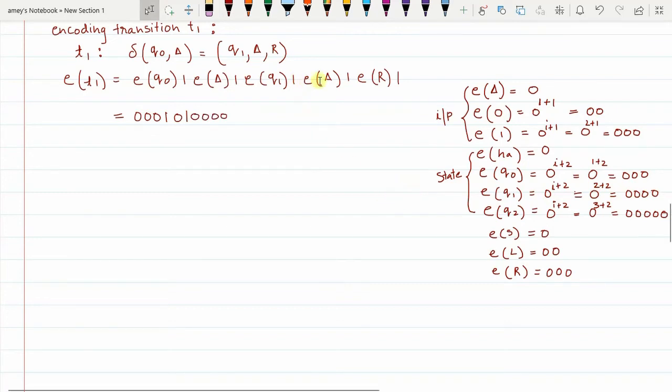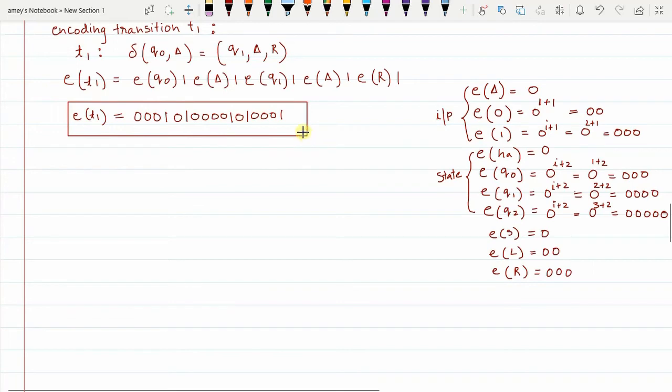Again separate with 1. Then encoding of the output gives you a single 0. Correct? Then separate with 1. Encoding of right movement gives you 3 zeros, ending with 1. So this is E of T1 that we have obtained. I am going to mark this. It's the encoding function value for T1.